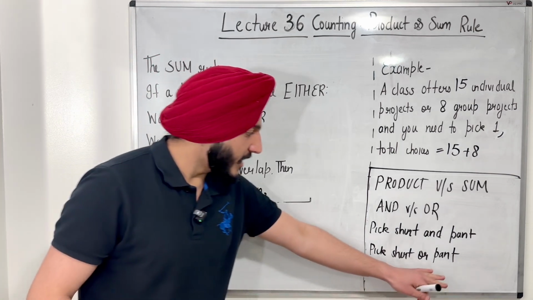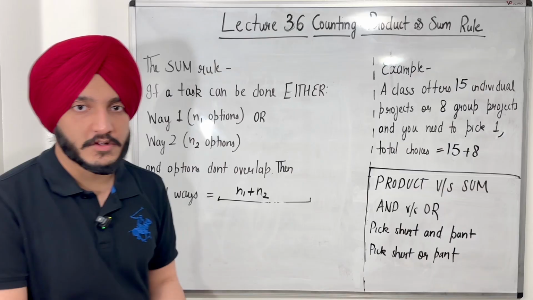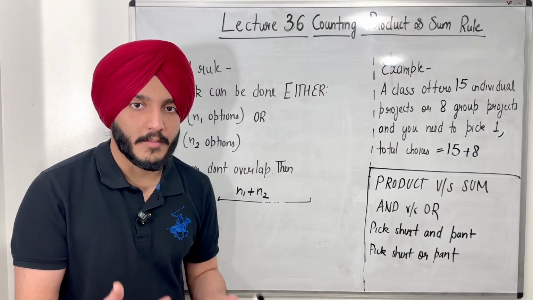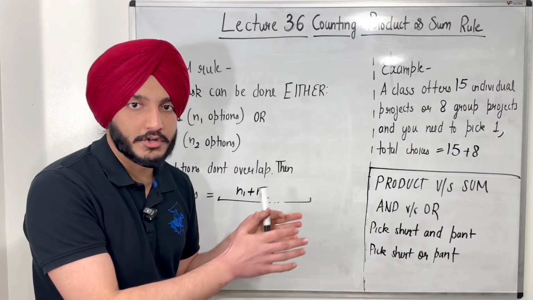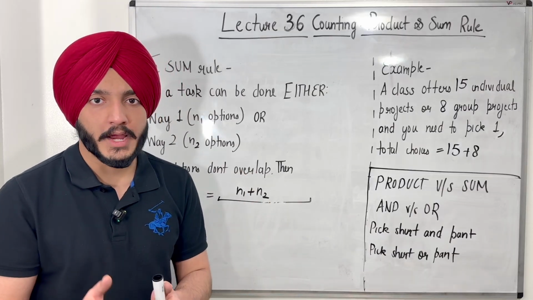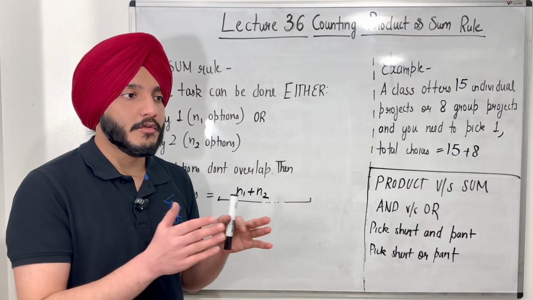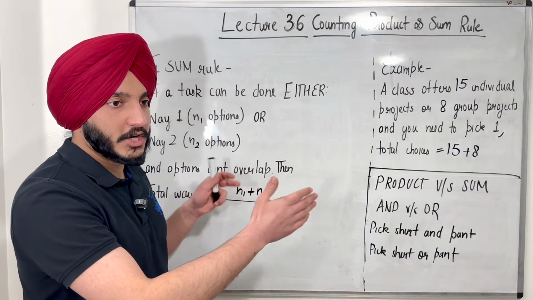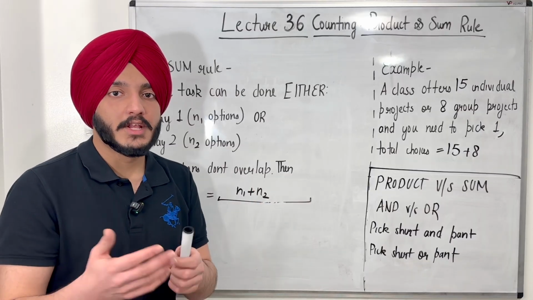But in the next case, let's say I'm asking you to pick a shirt or a pant. So let's say you're going to a market and you see 4 shirts. You can either buy a shirt or you can buy a pant. In that case, you would not be multiplying. You would have, okay, I can either pick a shirt, meaning 4 options, plus 3, which is the number of pants.